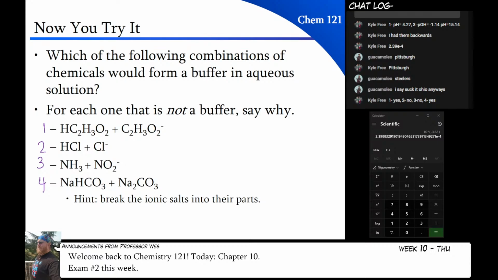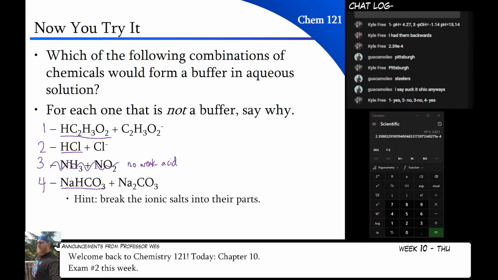All right. So looking at these right here. So first, let's look at all the acids here. So we've got acetic acid. We've got hydrochloric acid. We don't have an acid here. And then we've got bicarbonate, which could be a weak acid. So immediately number 3 is out. There's just no acid. Well, we have our weak bases, so that's obviously not going to work.